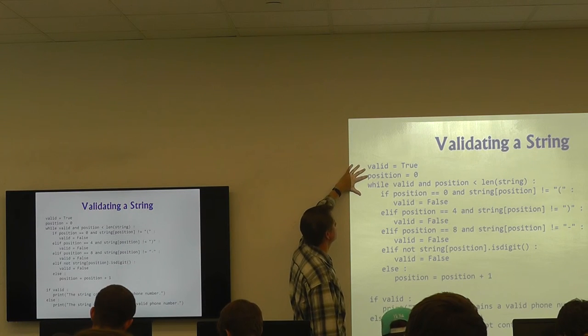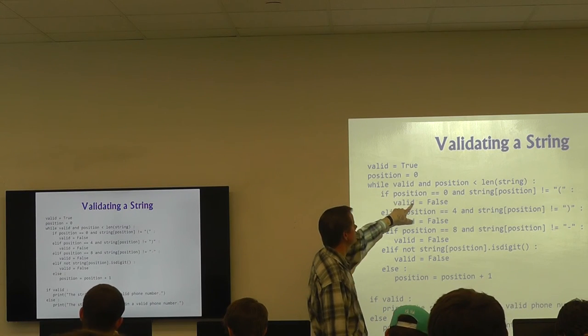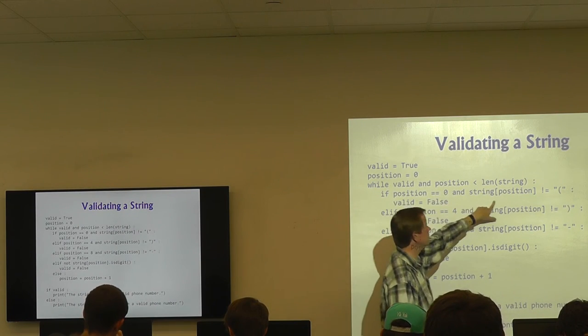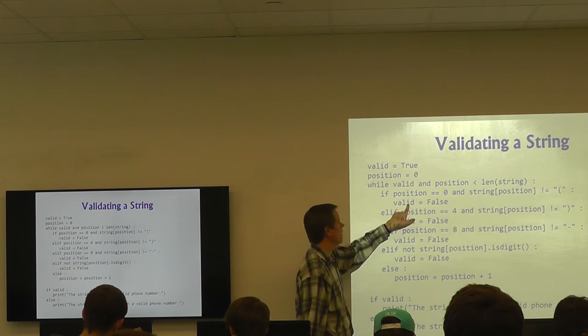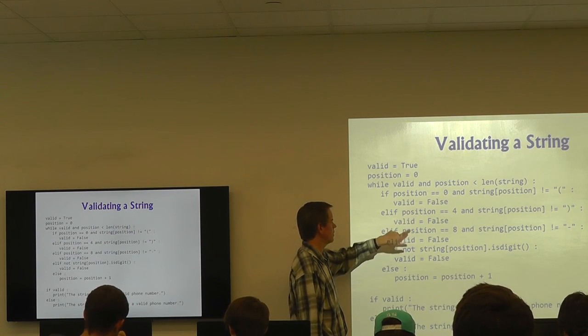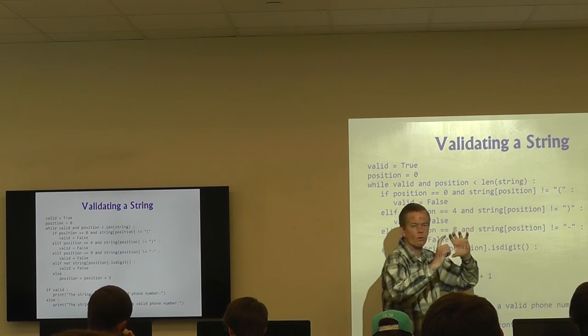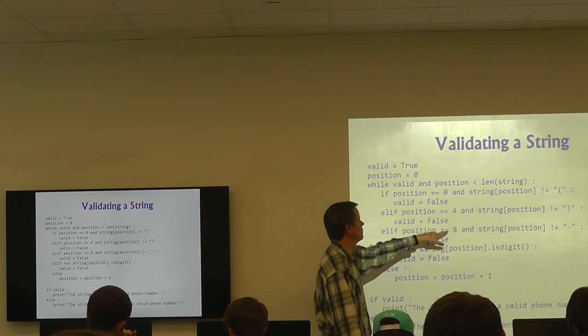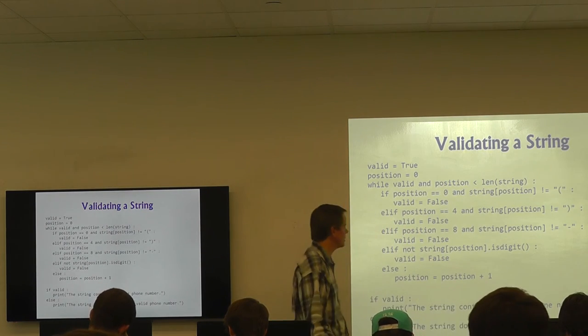Valid is true, position is zero, while valid and position is less than the length of the phone number. If position is zero and the string at position is not equal to a left parenthesis, then all of a sudden it became an invalid phone number. At position four, we would expect to see the other parenthesis because we're around the area code. We go on to position eight, we're looking for a dash. Remember that'll be between the three digits and the four digits.